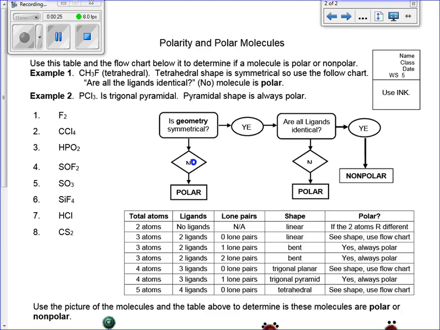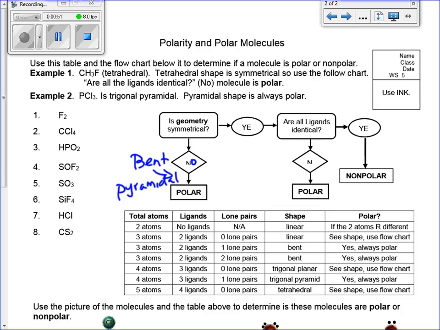Bent is one of them. So bent would be in this category, definitely. And what's the other one that has lone pairs? It's automatically polar because it throws off the symmetry. Which one? The pyramidal one, yes. Okay. So both of these automatically fall in the polar category because they have lone pairs on the central atom.